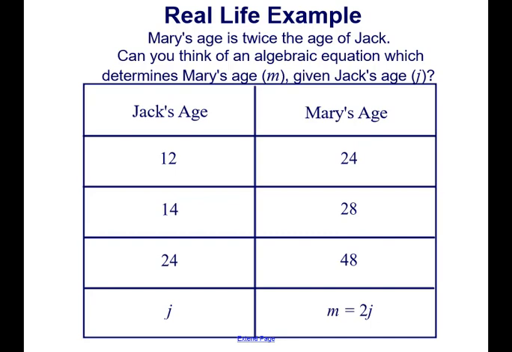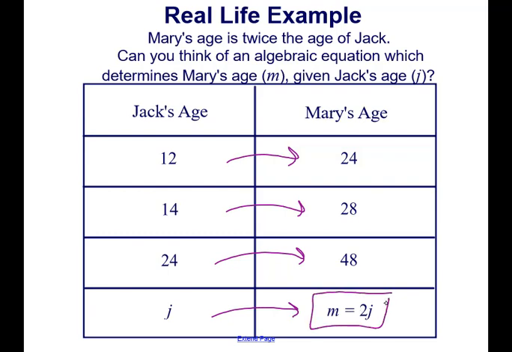So 2 times 12 is 24. 14 times 2 is 28. 24 times 2 is 48. If we're taking Jack's age and multiplying it by 2, we would get Mary's age is equal to 2J.